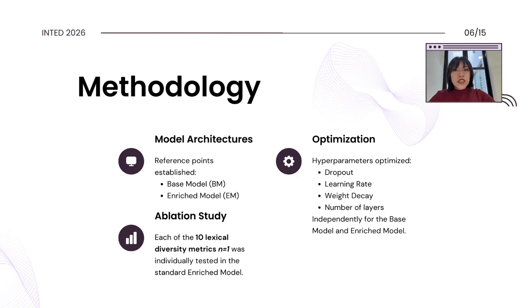Regarding our methodology, we follow four main steps. First, we establish a reference point using a base model. Second, we developed an enriched model which concatenates an n number of lexical features. Third, we perform optimization, tuning hyperparameters such as dropout, learning rate, and layer depth. Fourth, we conducted an ablation study. We tested 10 different lexical diversity metrics individually to identify which contributed the most information.